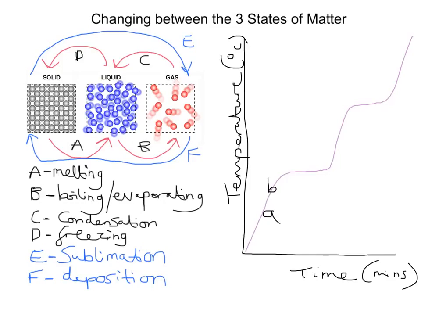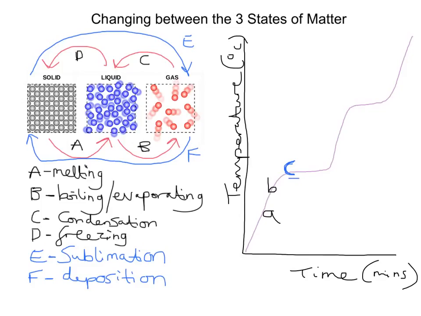Then at C here, so just at that point where the graph starts to plateau, that's when the solid is starting to melt. Now, some of those particles have broken away from their fixed arrangement, and you'll notice the temperature has stopped going up, and that's because the heat energy is actually being used to break the bonds between the particles.